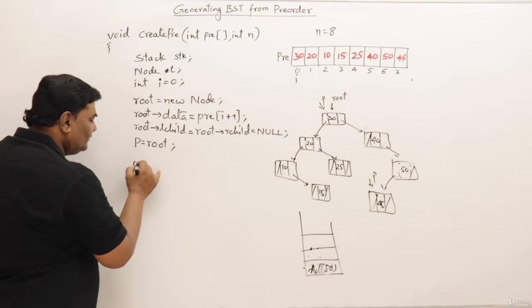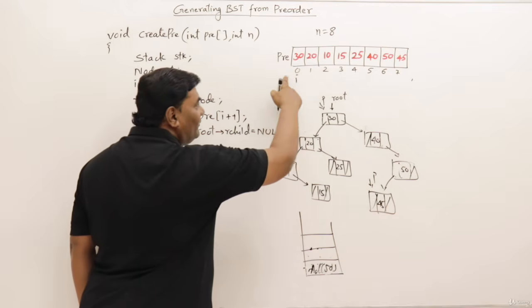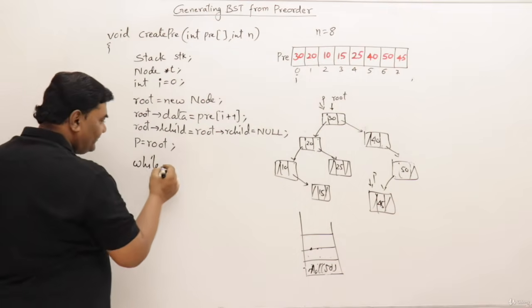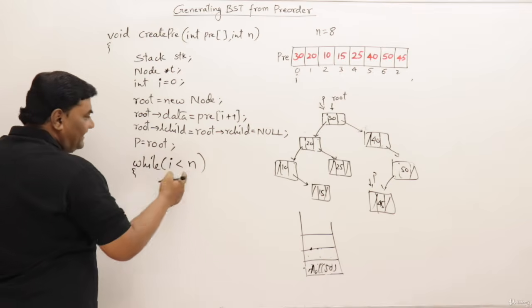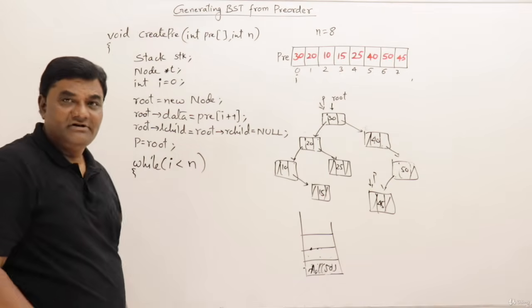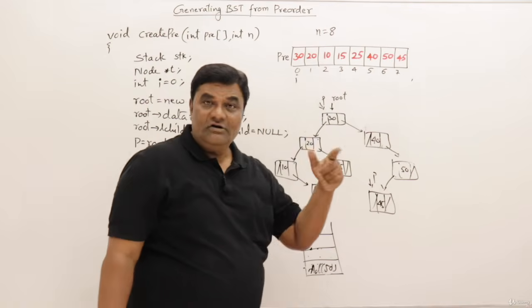So I will write a while loop, because these steps are repeating depending on the number of elements in this array. So while i is less than n. When i is equal to n, that is 8, stop. See, I am not using a for loop because i is not incremented always.